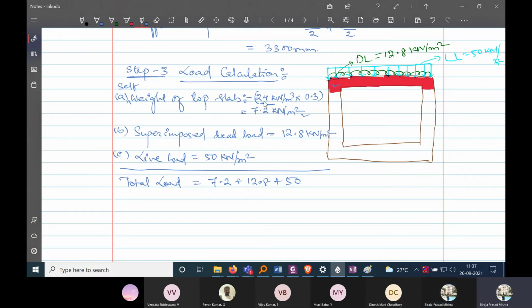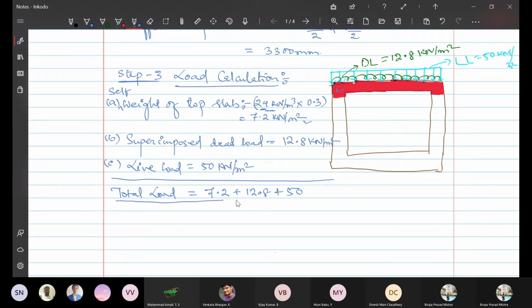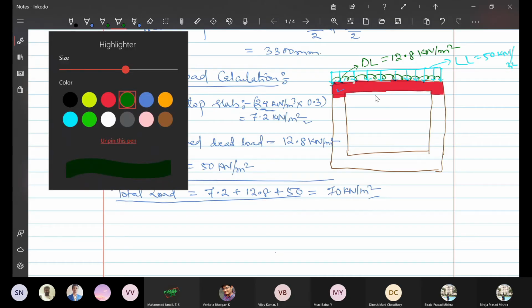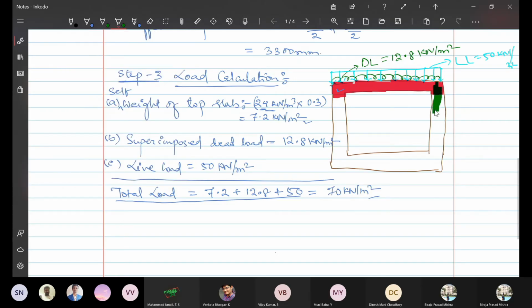So the total load, how much is it coming to? It is 70 kilonewton per meter square. Now what will be the weight of the vertical side wall? I'm talking about this one. What will be the weight of this vertical side wall?